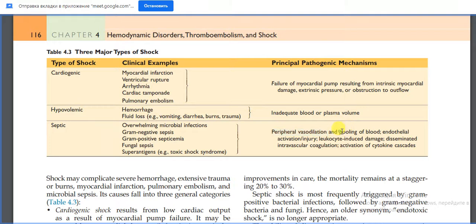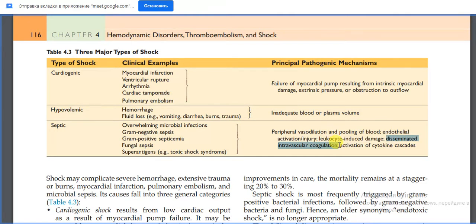Also there is pooling of the blood in peripheral organs, because arterial and venous vessels are dilated. Also it is caused by endothelial activation or injury in septic shock. We also have leukocyte-induced damage, which is an additional reason. We'll discuss it. And disseminated intravascular coagulation, as I explained before.